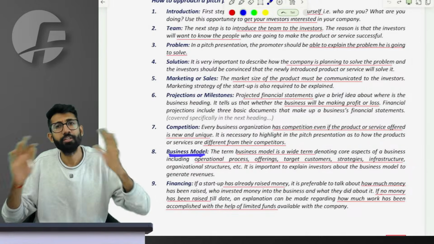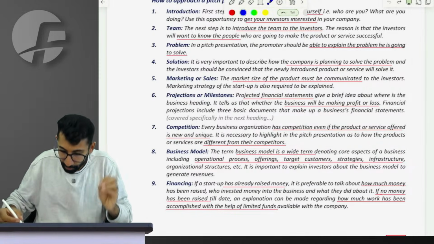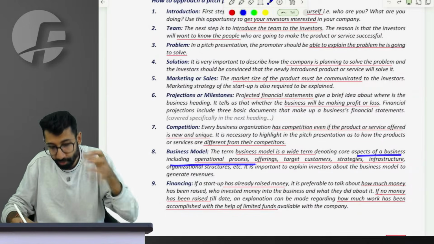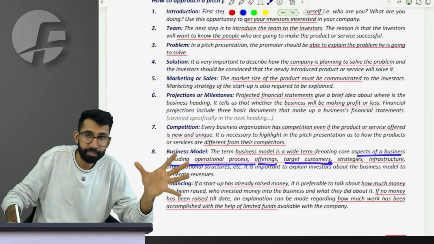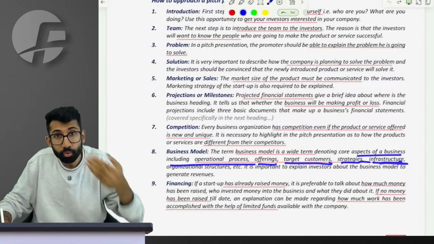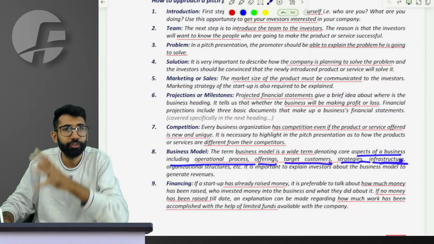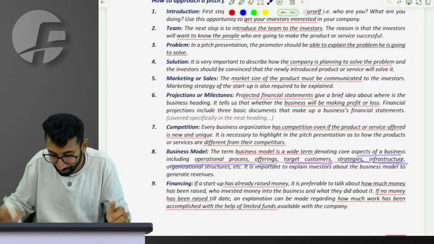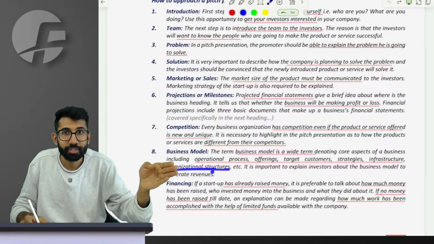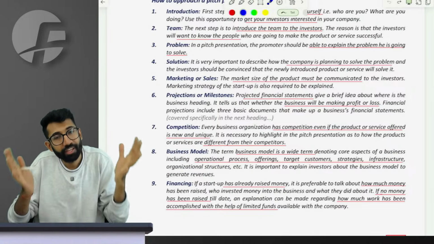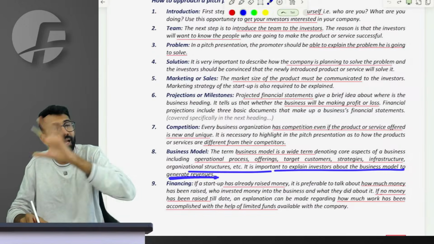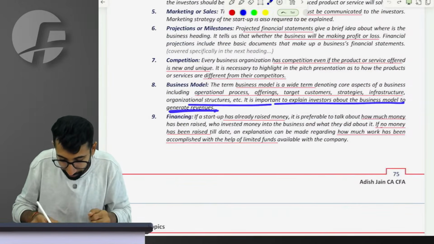Then the business model. Business model is a very wide terminology. It includes everything: the aspects of your business, the operational process, what you will offer, who the target customers are, what our strategy is, and what infrastructure you need to execute that business. You will need an office, a setup, or a factory, or a manufacturing plant. What is going to be the operational structure, who is going to be the head, what the divisions are. So the business model is a very broad term which includes everything. We need to explain the entire business model, the people, and then financing.